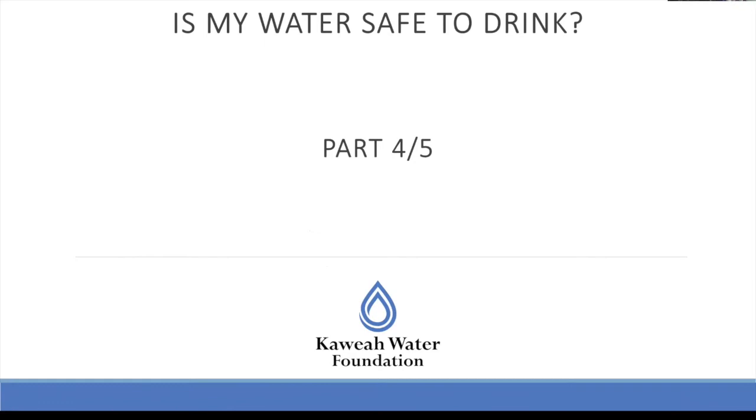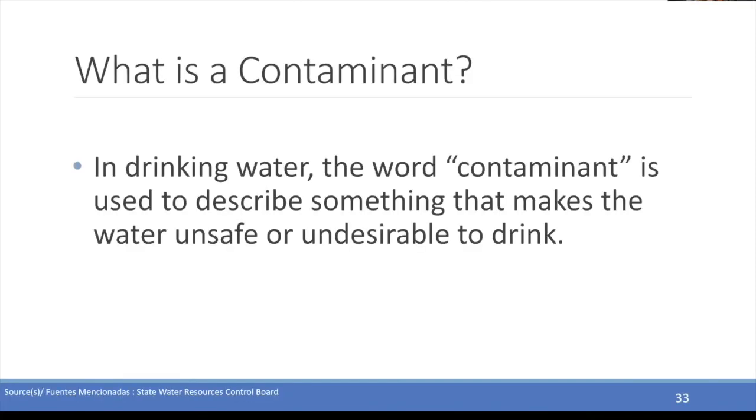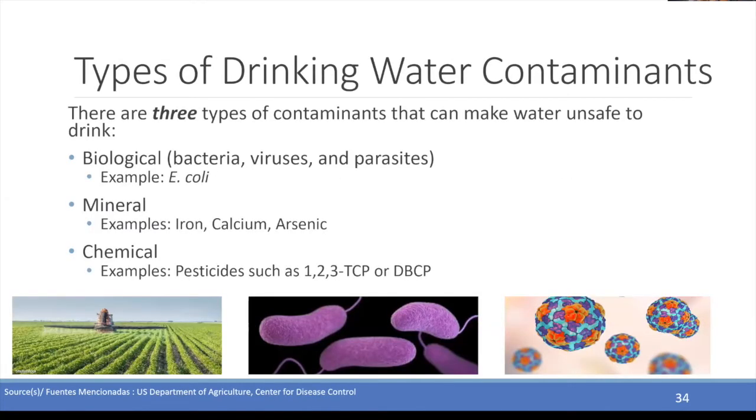I'll continue on, is my water safe to drink? I used this word a little bit earlier, but want to be clear on what is a contaminant. When we talk about drinking water, the word contaminant is used to describe something that makes the water unsafe or undesirable to drink, such as a smell. So now on slide 34, describing types of drinking water contaminants.